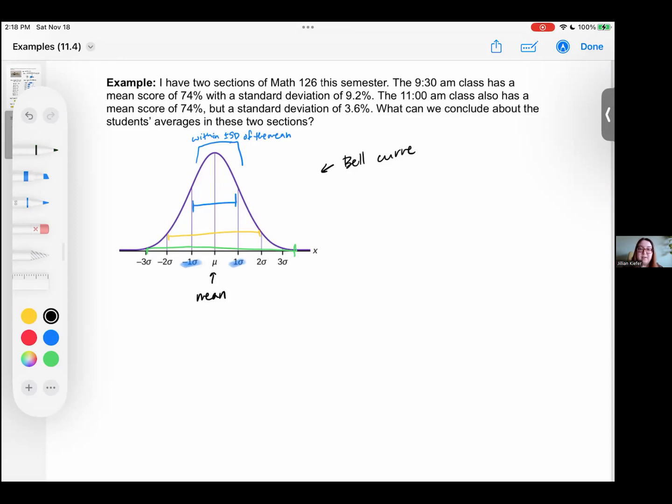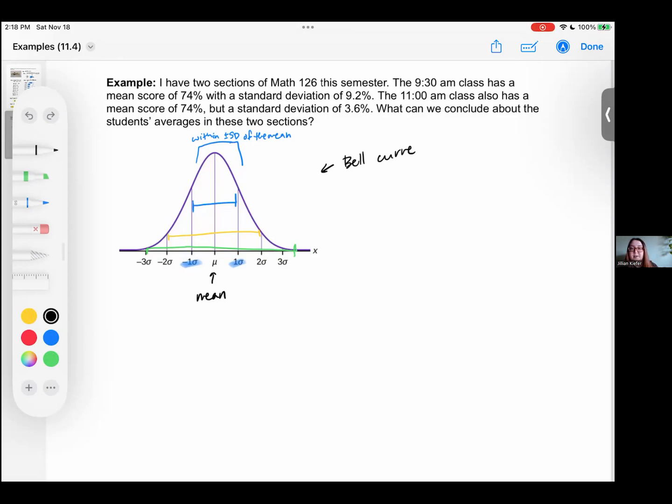So the bell curve is telling us that most of your data will fall within 1 standard deviation of the mean, and that the very high majority will definitely fall within 2 standard deviations. And just about all of your data should fall within 3 standard deviations. So that's kind of what this picture is telling us a little bit.